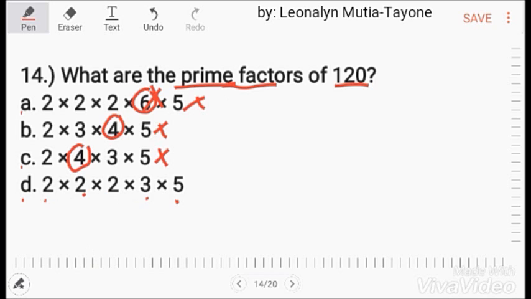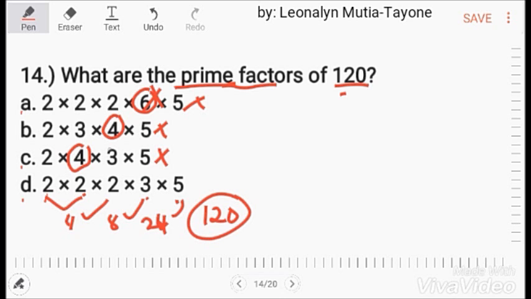So, what we will do is, i-multiply muna natin kung 120 ba. This is 4 times 2, that is 8, times 3, that is 24. So, 24 times 5, 120. So, the answer is letter D.